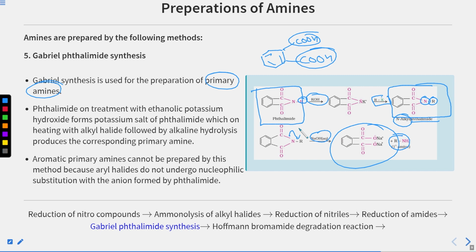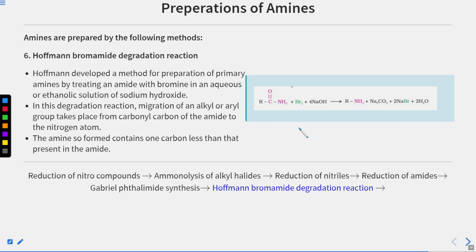Next is the Hofmann degradation reaction. So this reaction is unique. We will see why. In this reaction, the equivalents are very important. So what do we do in this reaction? We take one equivalent of amide, treat it with one equivalent of bromine, but in the presence of 4 equivalents of sodium hydroxide to get one equivalent of amine, one equivalent of sodium carbonate, and 2 equivalents of sodium bromide and 2 equivalents of H2O.